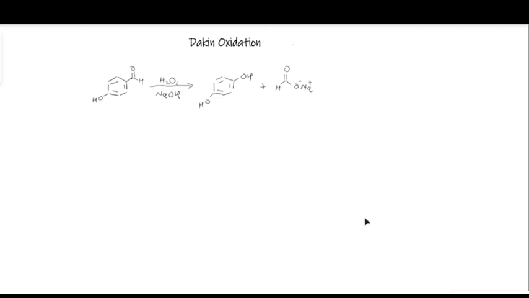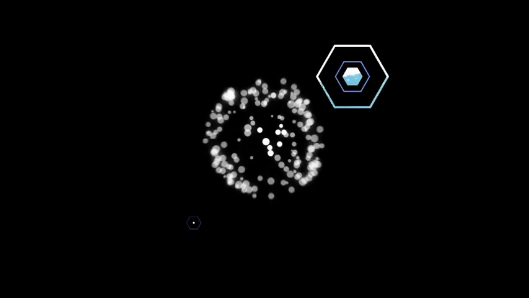Dakin oxidation is a redox reaction that involves the reaction of an ortho or para-hydroxylated benzaldehyde or ketone with hydrogen peroxide under basic conditions to yield a dihydroxylated benzene and a carboxylate. In this video, we'll talk about the mechanism of the reaction. So let's begin.